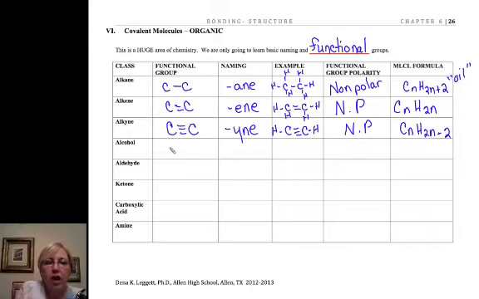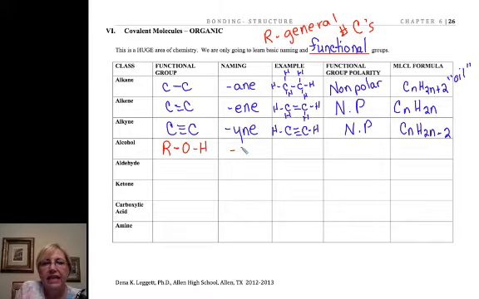We have our alcohols. Alcohol is going to have some number of carbons. R just stands for a general number of carbons. So it's going to have a carbon and an oxygen to a hydrogen. They end in OL. Just because it says alcohol in chemistry doesn't mean it's drinkable. And in fact, all alcohols are toxic at some level. So don't drink.